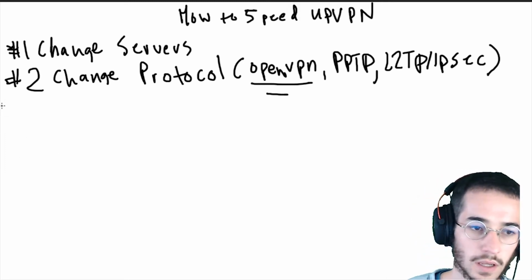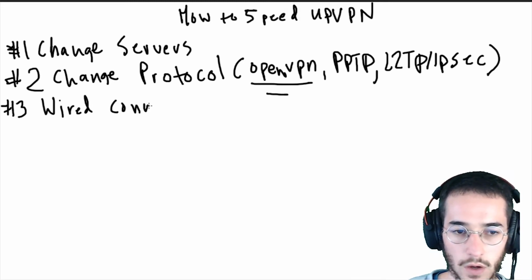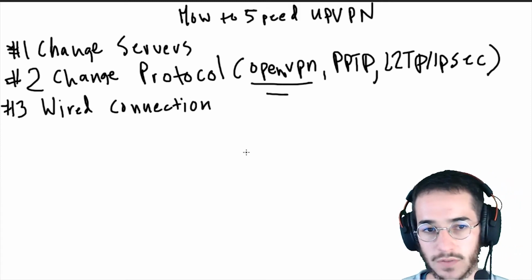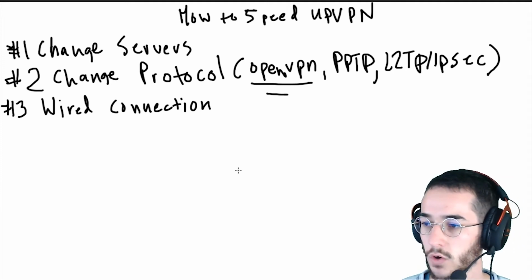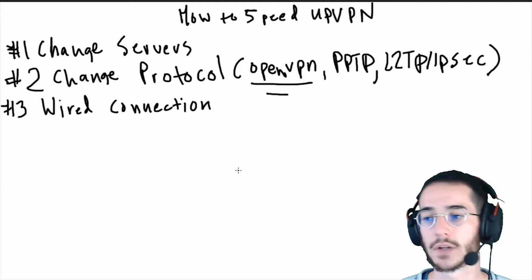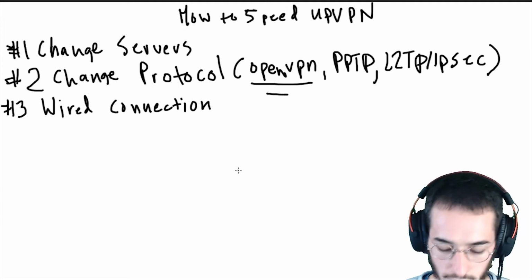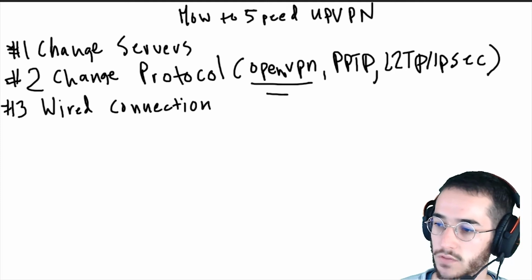Number three, if you're not using a wired connection, I would highly recommend to do so. Wired connections over Ethernet are going to give you faster speeds with VPN over Wi-Fi. Now, of course, if you're on mobile or Starbucks, you're using a VPN at some place like this, you're not going to have that as an option. But if you do have it as an option, a wired connection is going to give you better speeds.